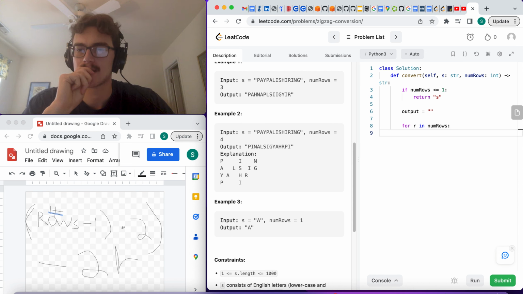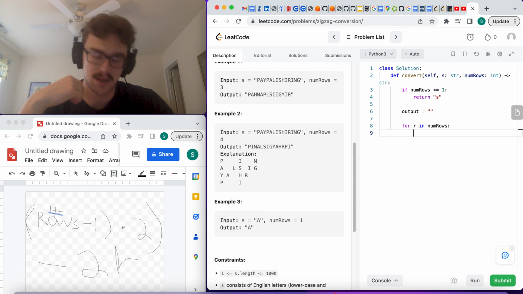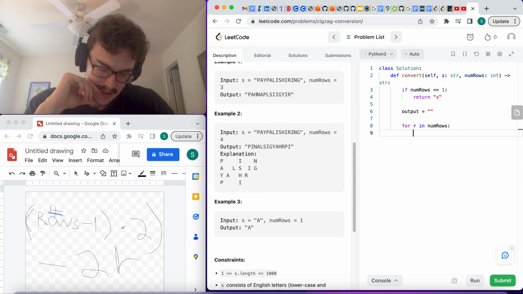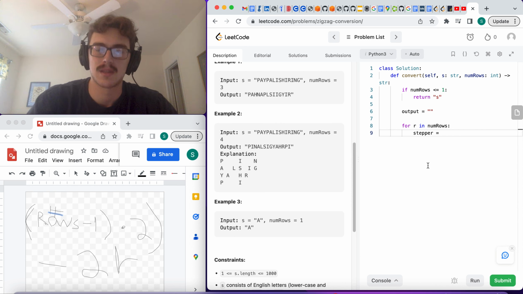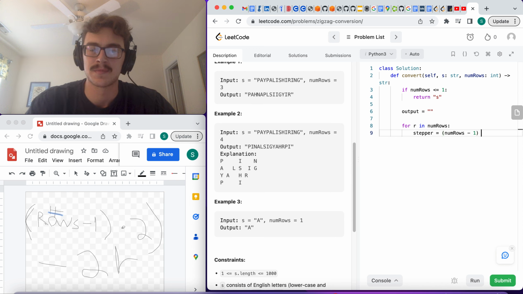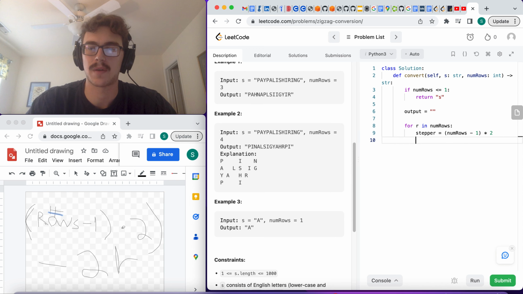And what do we want to look at here? Well, here we can make our little thing, the stepper. So that's like our rows minus 1 times 2 equation. So that's numRows minus 1 times 2.